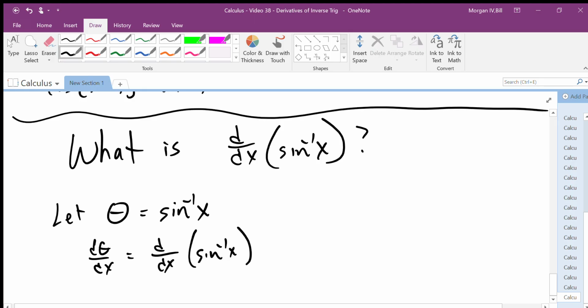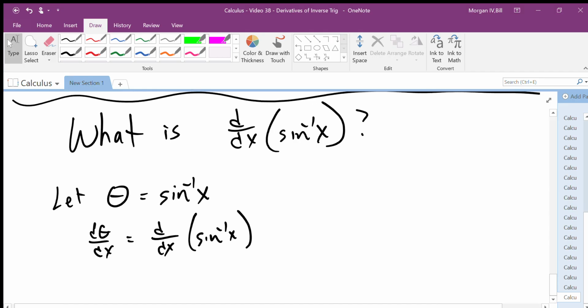In other words, if I want to know what the derivative of inverse sine of x is, I just need to find out what is the derivative of theta. What is d theta dx? Those two things are now equal. The reason that's important is I'm going to rewrite this. I'm going to write this instead as theta equals sine of x.